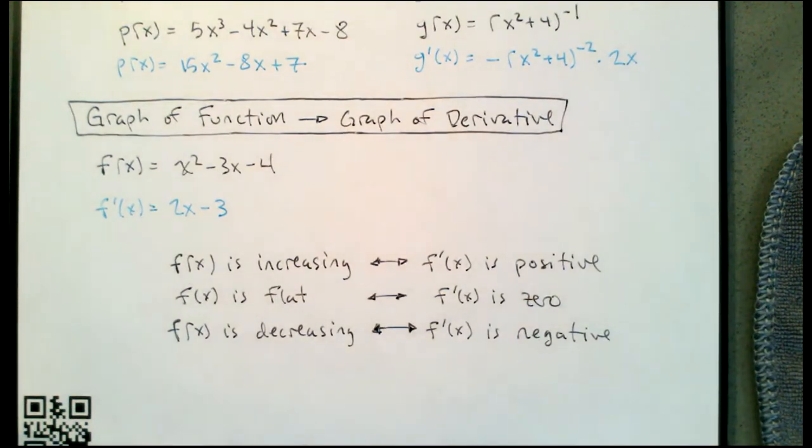This is just more of the idea that the derivative tells us the slope of the line tangent to the function. Any questions?